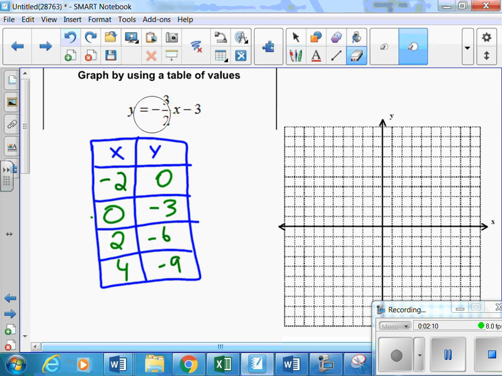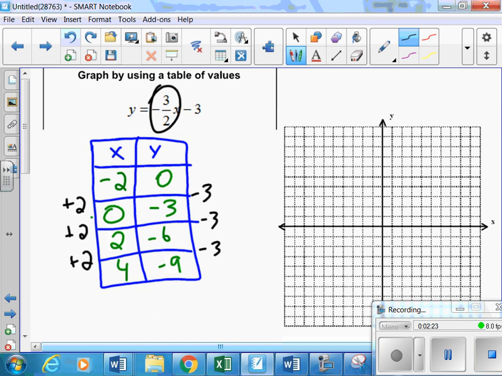Notice the pattern, it's the change in y and then the change in x. The y is decreasing by 3 each time, whereas the x is going up by 2, and that does match up with your rate of change, -3/2.